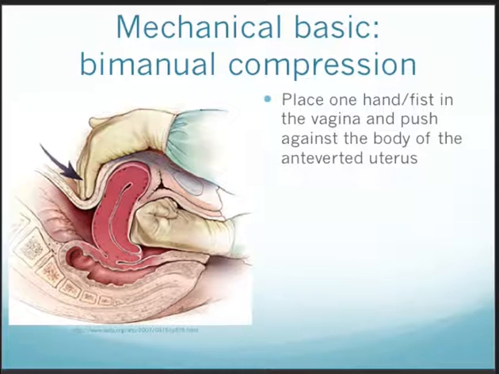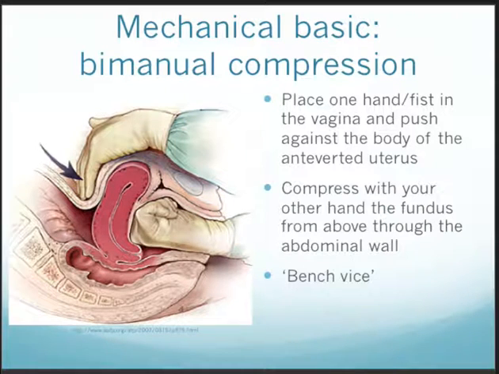Another way is to compress the uterus bimanually. You place one hand or fist in the vagina and divert the uterus, and then push both the internal hand and the external hand together, and in this way you compress the uterus and limit the blood loss. You could argue it's almost like a bench vise approach. Be assured, if you do this maneuver for a few minutes, afterwards you will have shaking muscles, and if you need to do an operation, that's not very helpful at all.